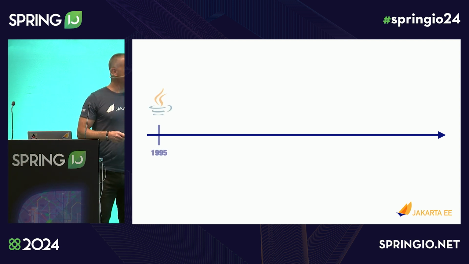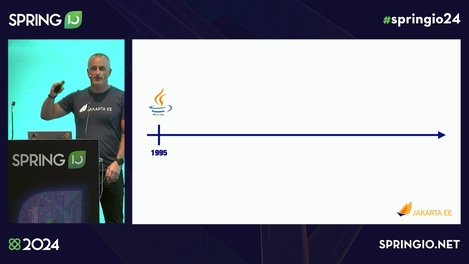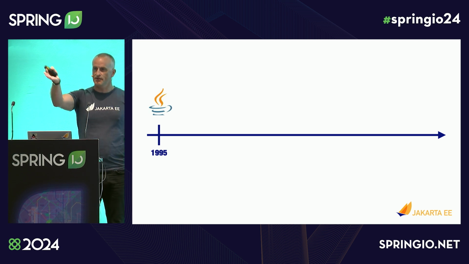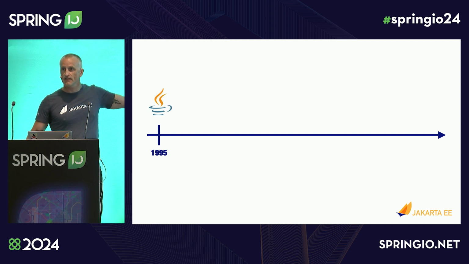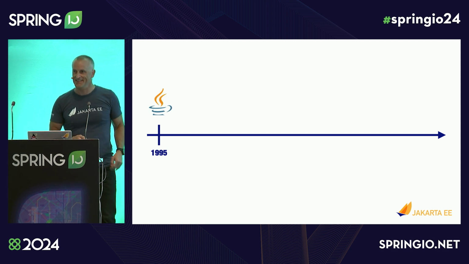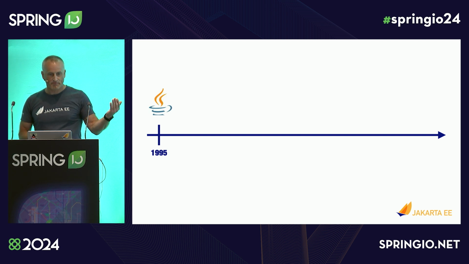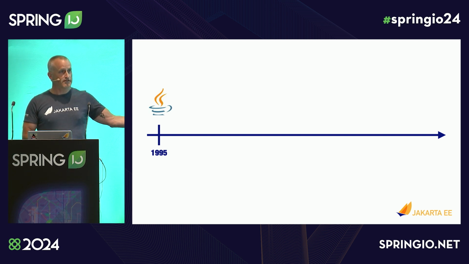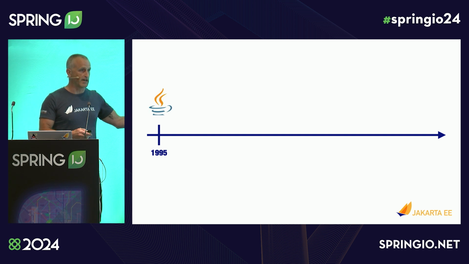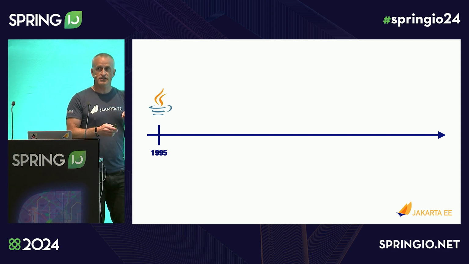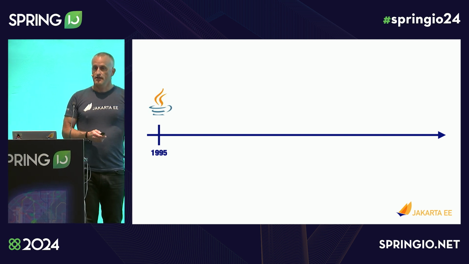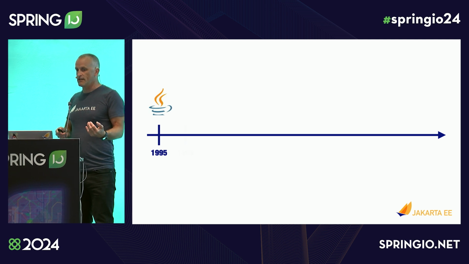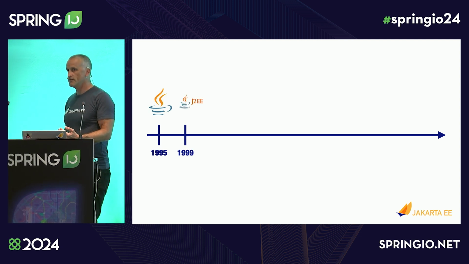So who was born, or not born, in 95? So there are some. Yeah. Java came in 95. That's older than you then. So Java came around, and Java was meant to be on the client side. It was meant to be on devices, in browsers, in applets. It was a client technology. But it soon turned out that it was very good on the server.